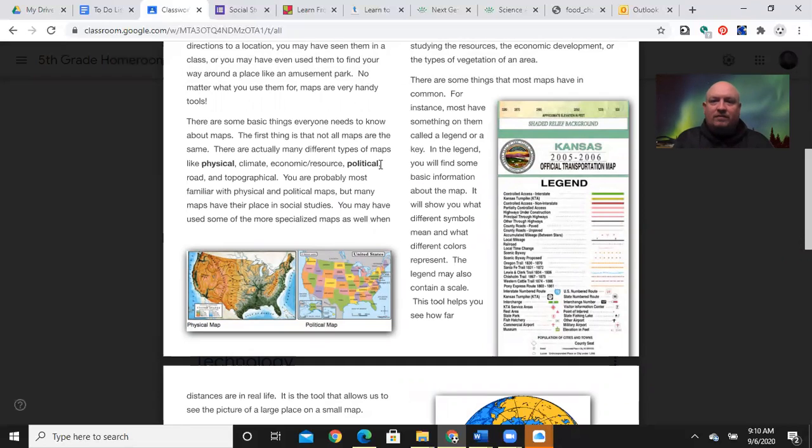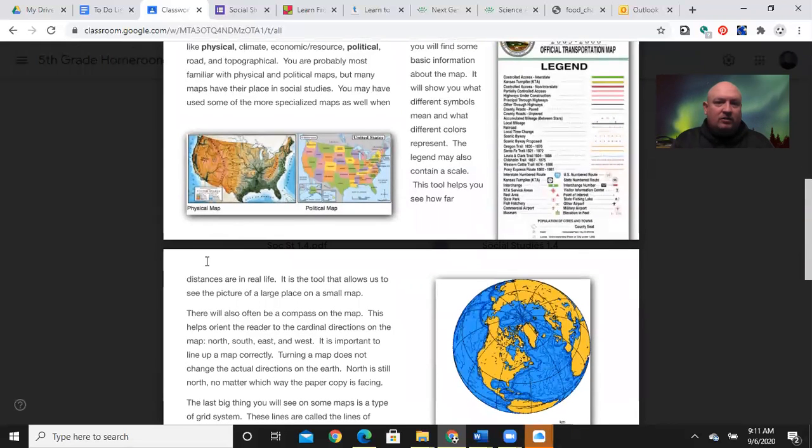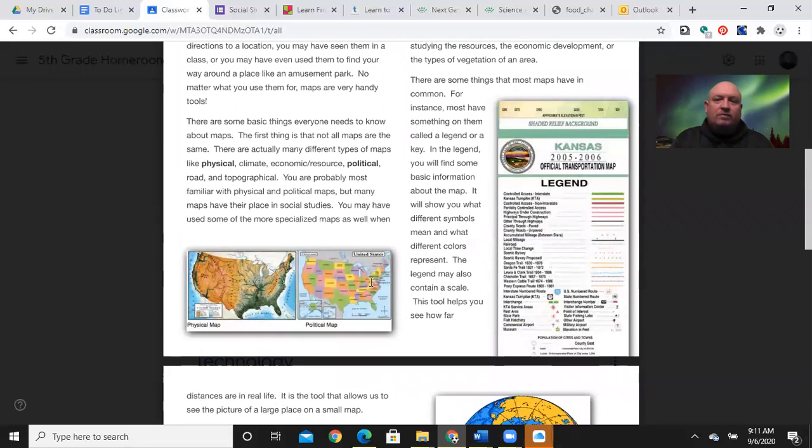It will show you what different symbols mean and what different colors represent. The legend may also contain a scale. This tool helps you see how far distances are in real life. It is the tool that allows us to see the picture of a large place on a small map. So if I were to ask you, where do you find basic information about a map? You would say the legend or key, either answer.